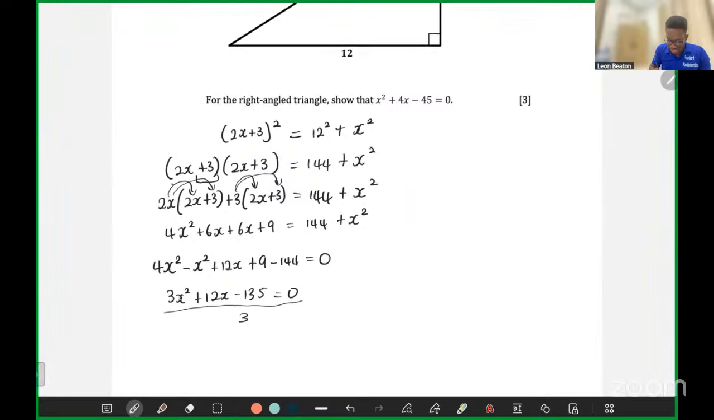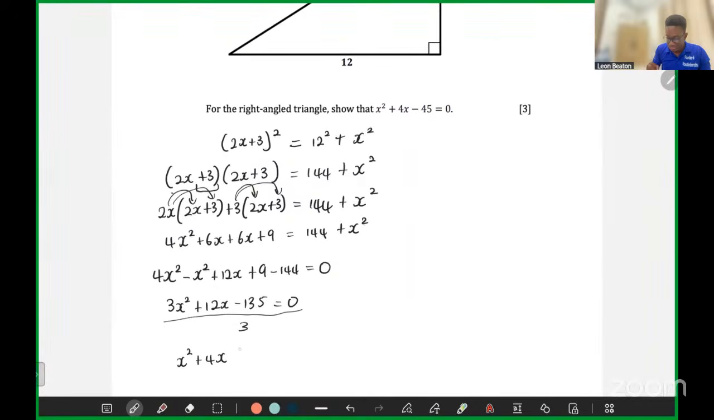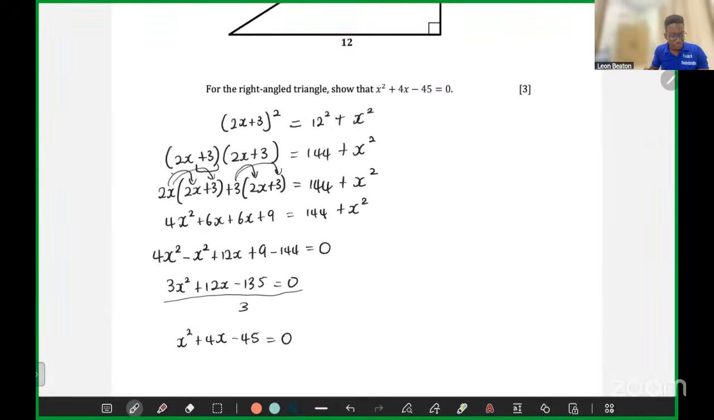So 3x squared, that would become x squared. 12x divided by 3, that would become plus 4x. And negative 1 to the 5 divided by 3 would give us negative 4 to the 5. And hence that would be equal to 0. And hence, that is how we show that. And we put a little QED at the bottom, just to say that we're finished.